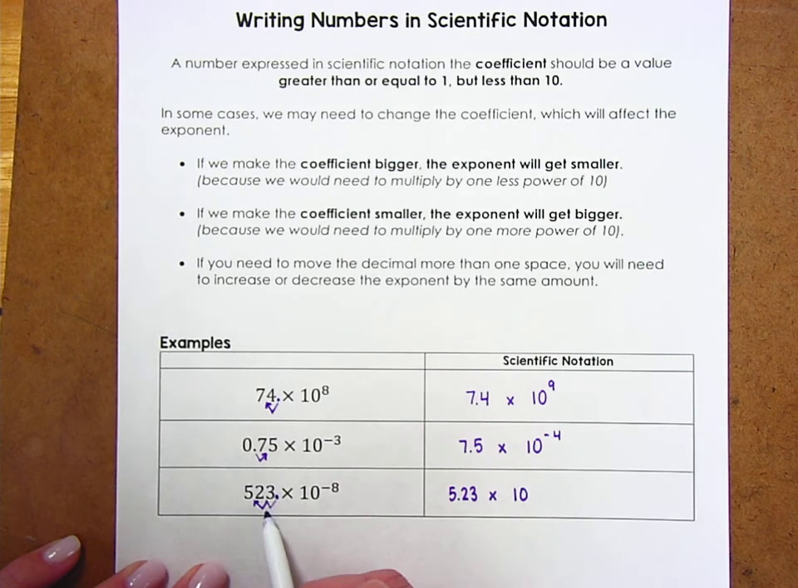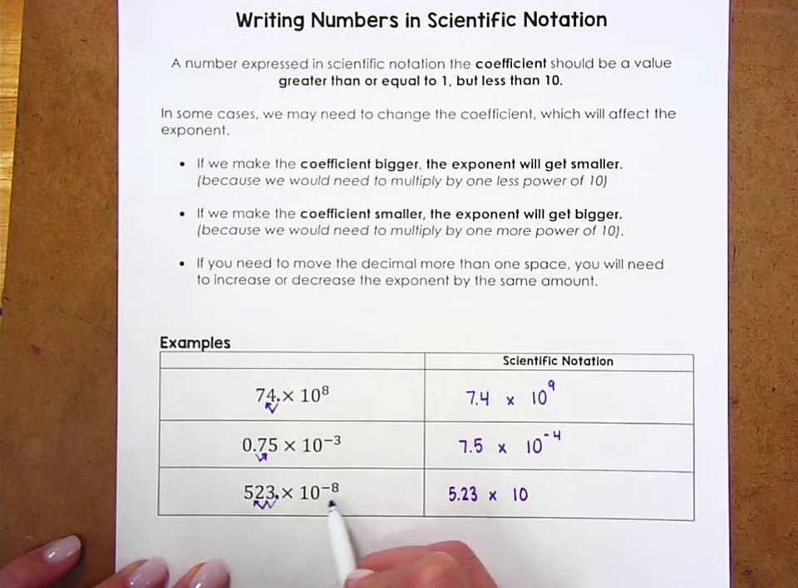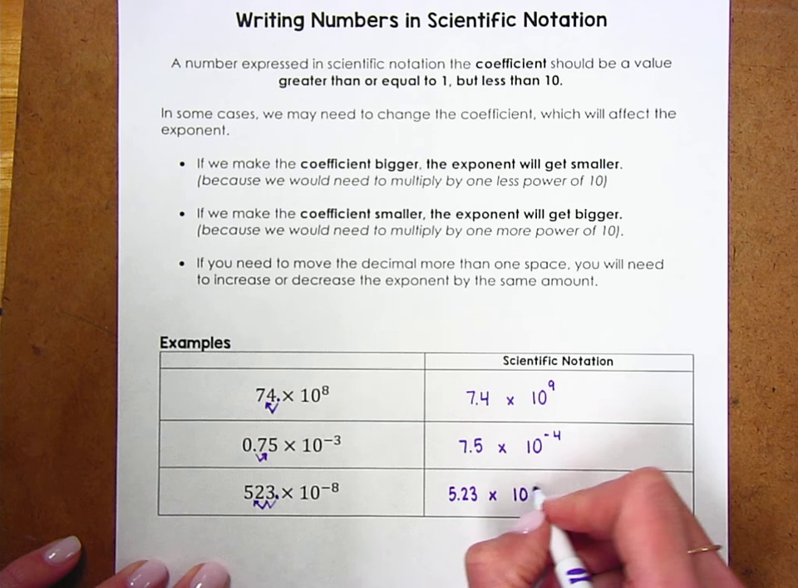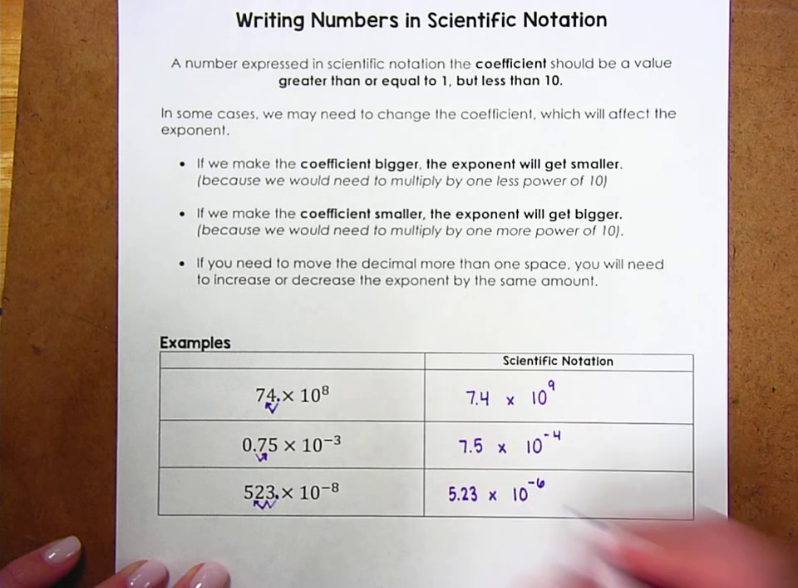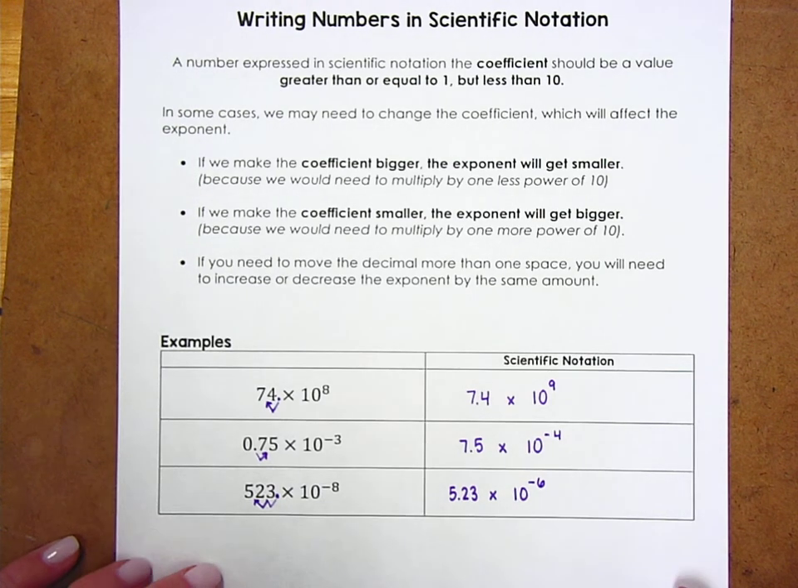And we're going to multiply by a power of 10. Because we moved our decimal 2 places, we're going to need to change our exponent and increase or decrease by 2. In this case, because we made our coefficient smaller, our exponent needs to get bigger. So again, careful with our negatives. When we make negative 8 bigger once, we end up at negative 7. And we'll make it bigger twice because we moved our decimal 2 places, so we end up at 10 to the negative 6th. So we should end up with 5.23 times 10 to the negative 6th in our scientific notation.